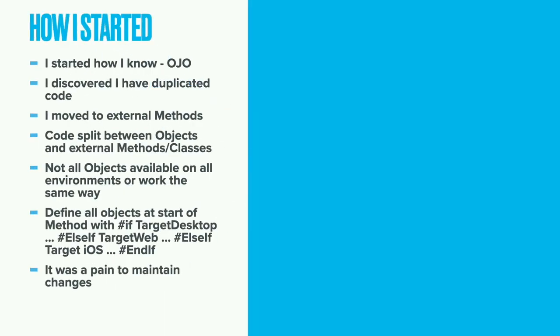So, this is how I used to begin. I used to begin with what I know, object-oriented. I would put the code into each of the objects as much as possible, like inside a button if they clicked it. But then I found that I was getting a lot of duplication, in fact, mass duplication. Every button often had the same sort of code in it. So then what I did is I moved my code into external methods so that they would be shared, removing the duplication. But now my code was split. I still had to have something inside the button to say, go off and talk to this external module. So now my code was split between an external module or a class and the actual button itself.